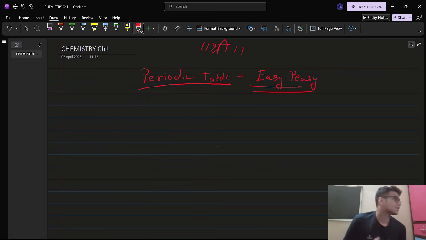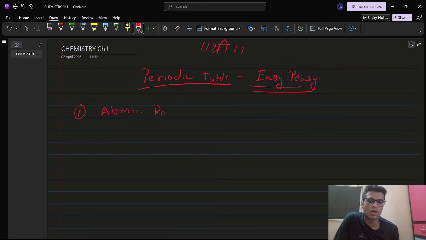So, as I said, the first thing on page 8 is atomic radius. I'm not going into the earlier things, that was Dobereiner's triads, Newlands, then Moseley gave the modern periodic law, then Mendeleev gave a brilliant law, Mendeleev's law of periodicity. I'm not going into that because I expect you did all that in ninth already. So directly beginning from atomic radius.